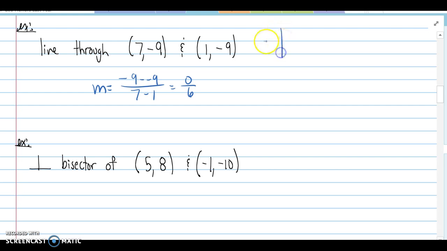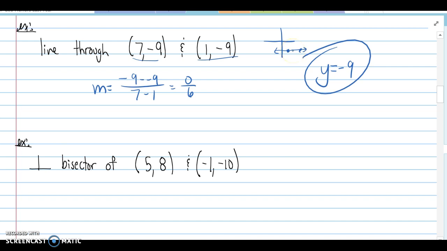Or you can go to the graph. (7, -9), (1, -9). And as I look at this one, I can see that this is, in fact, a horizontal line. What do these 2 points have in common? Well, they both have the same y value. That y value is negative 9. So the equation of the line is y equals negative 9. Every point on this line is going to have a y value of negative 9.